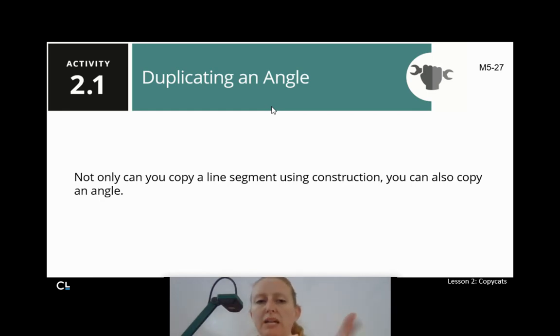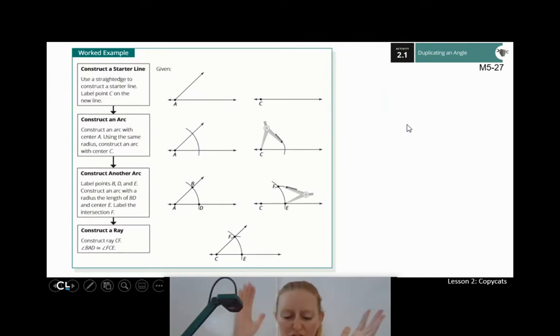I want to come back to that for a moment. Not only can you copy a line segment using construction, you can also copy an angle using construction, right? Using your straight edge and your compass. You can use these to copy angles as well. Do you know that? So as we've done before, I'll show you how this works here, and then I'll show you how it works on a piece of paper.